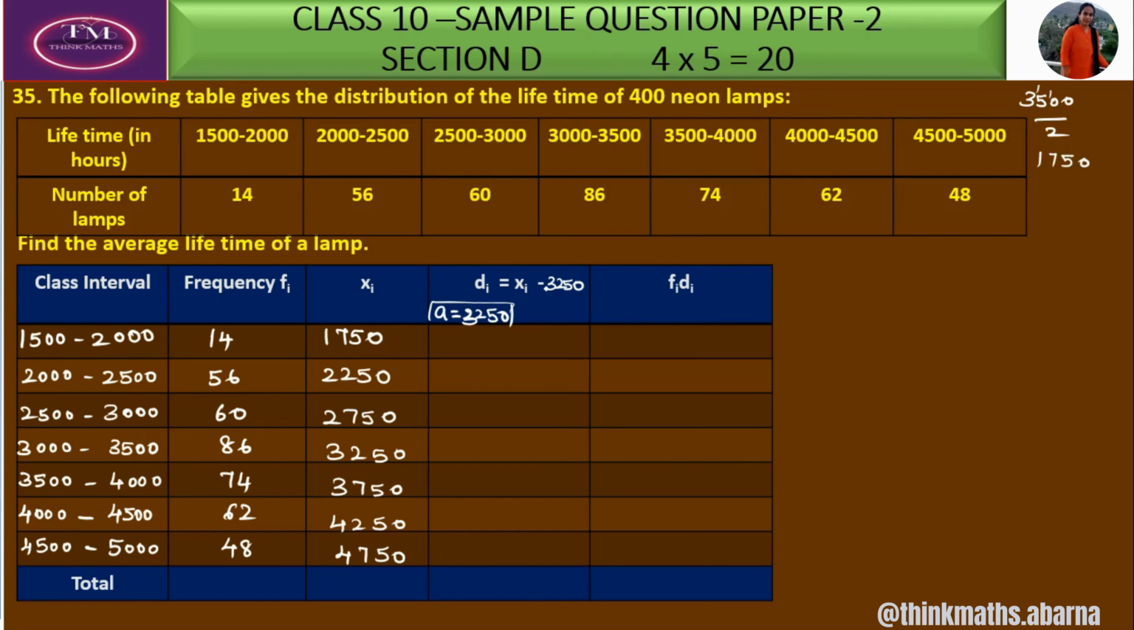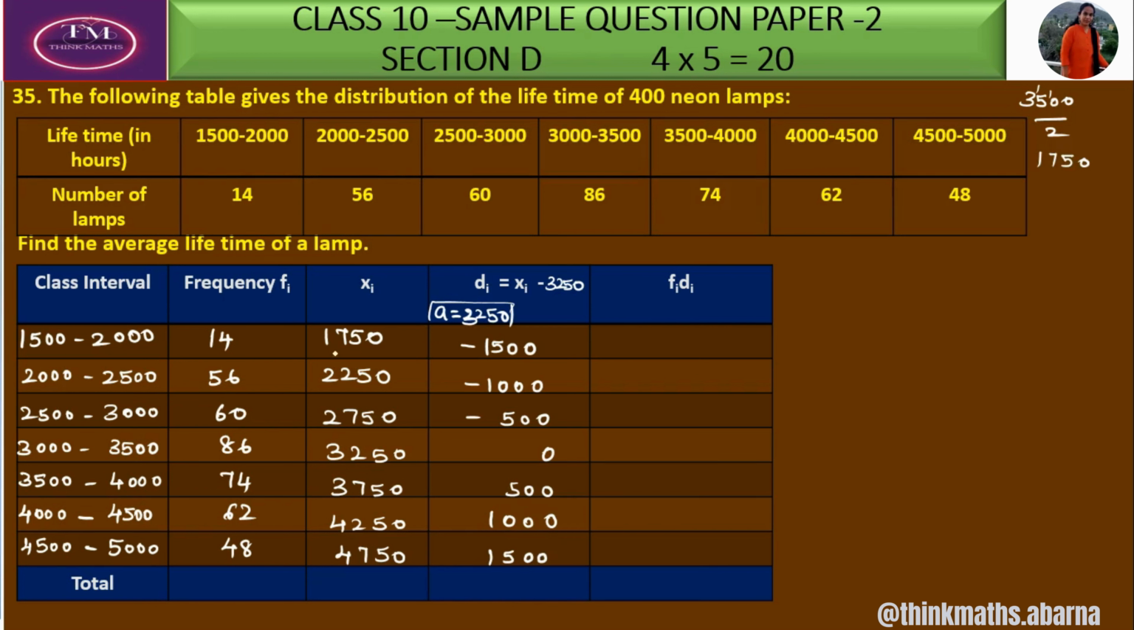So 1750 minus 3250. Here the negative is for the bigger number, so the answer will be negative. If we subtract, we will get negative 1500. In the same way, just add 500 to it. If we add 500, we will get negative 1000. If we add 500, we will get negative 500. Add 500, we will get 0. Adding 500, 0 plus 500 is 500, 500 plus 500 is 1000, 1000 plus 500 is 1500.